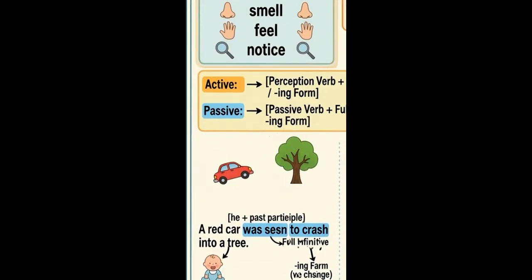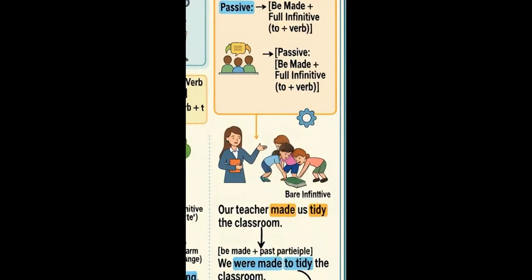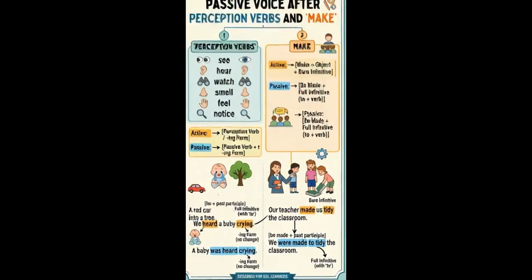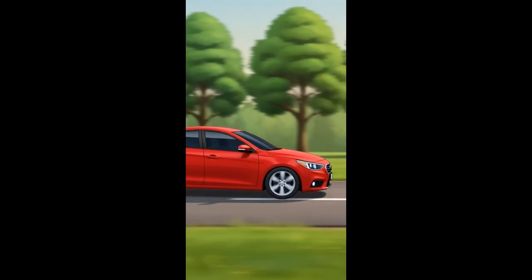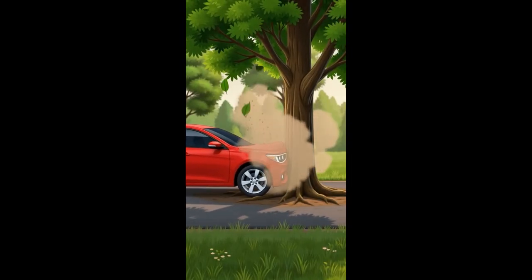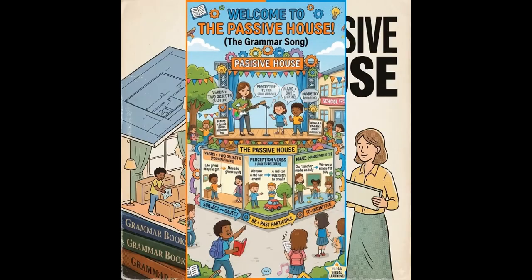We use perception verbs like see and hear in active and passive forms. The passive form is, a red car was seen to crash into a tree. To form the passive after a perception verb, use the past participle was seen followed by the full infinitive to crash. For example, a red car was seen to crash into the tree.